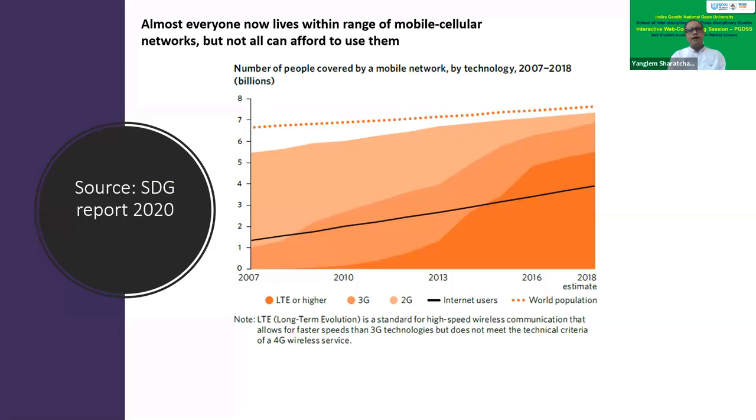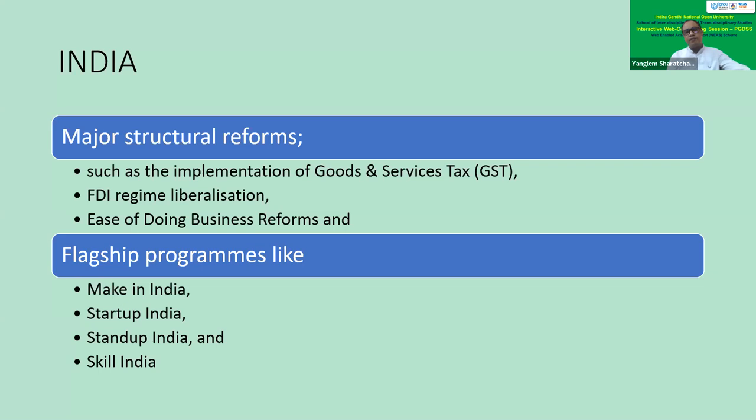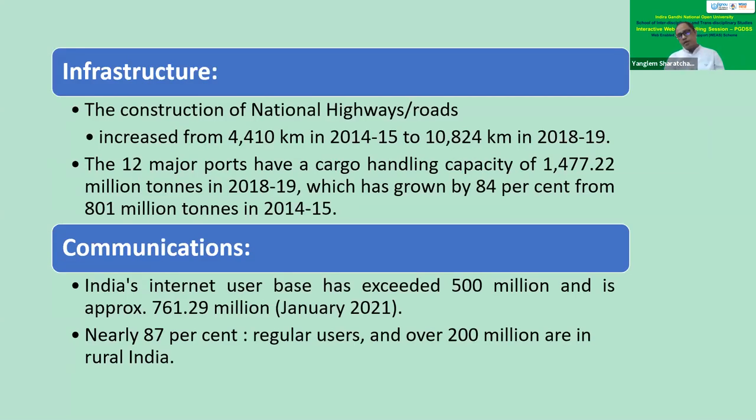In India, to look into this goal, we have some major structural reforms like implementation of the Goods and Services Tax, FDI regime liberalization, ease of doing business reforms, and some more flexible programs like Make in India, Start-up India, Stand Up India, and Skill India. These are some of the infrastructure development policies in the planning.